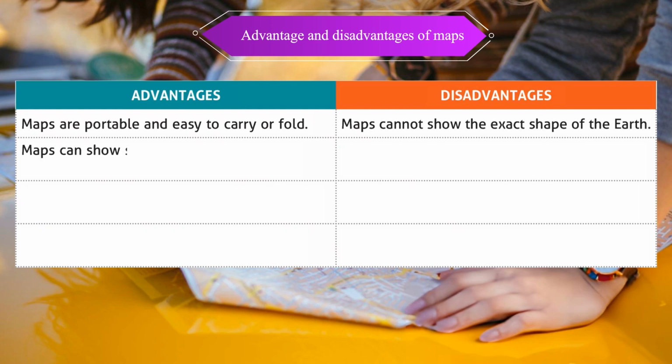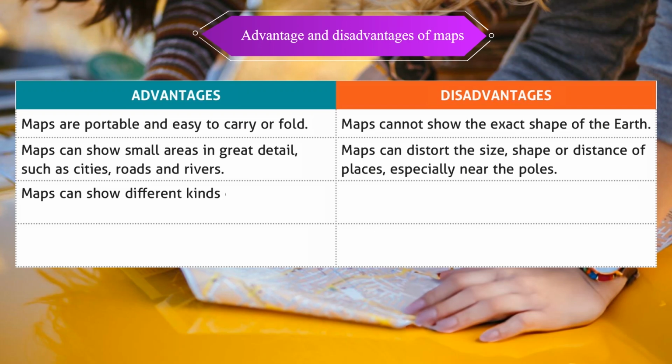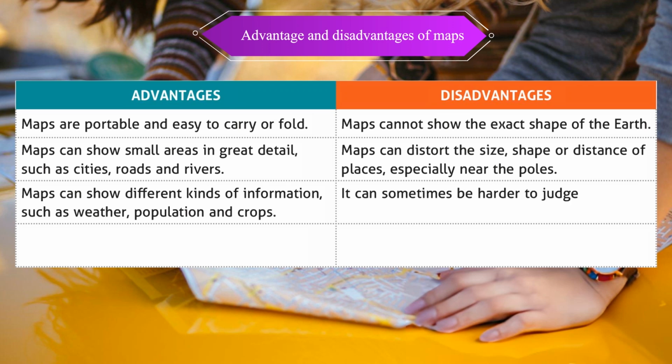Maps can show small areas in great detail, such as cities, roads, and rivers. Maps can distort the size, shape, or distance of places, especially near the poles. Maps can show different kinds of information, such as weather, population, and crops. It can sometimes be harder to judge accurate distances and directions from a flat map.